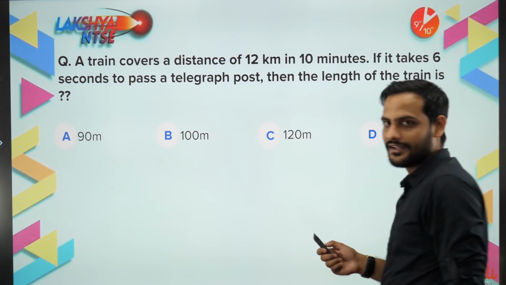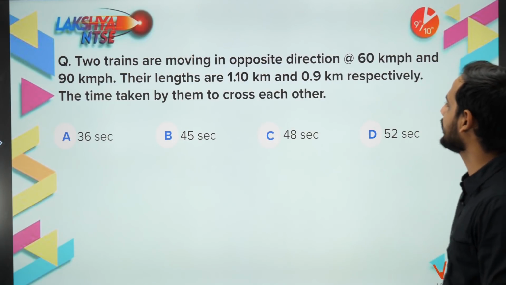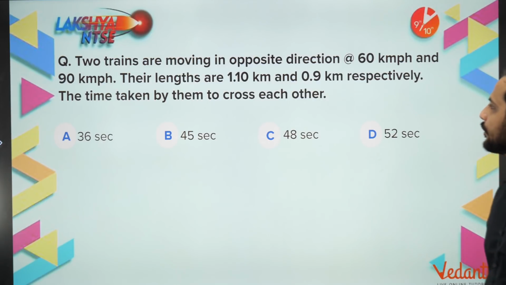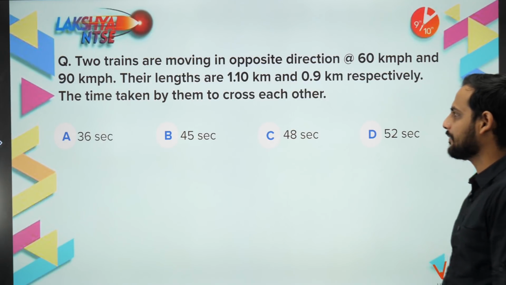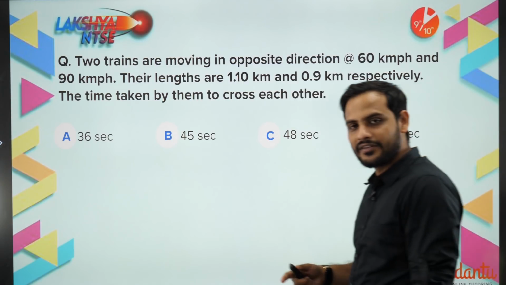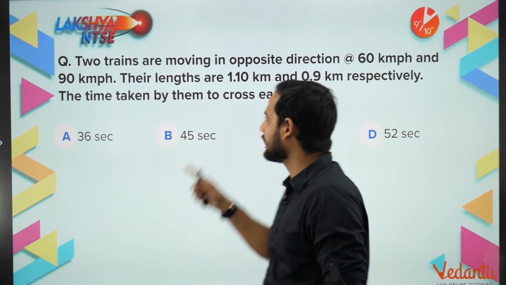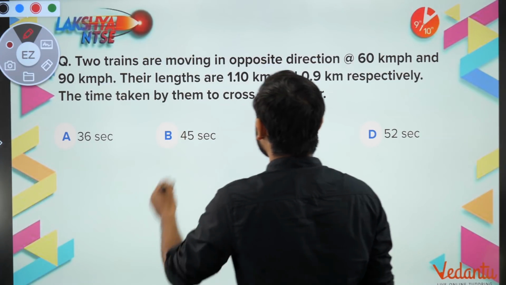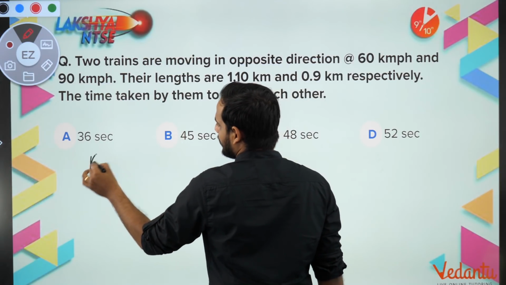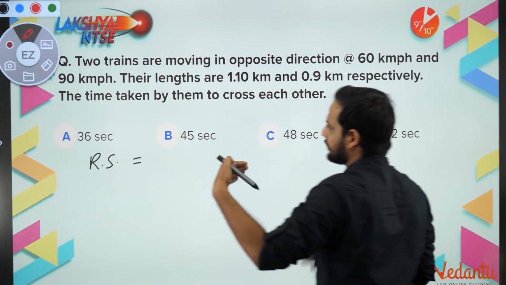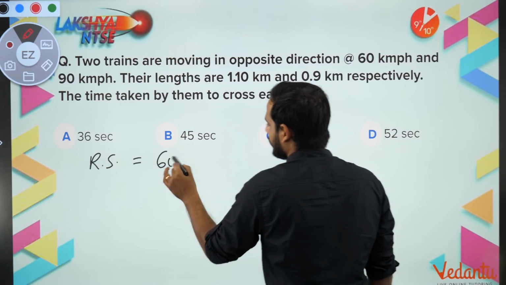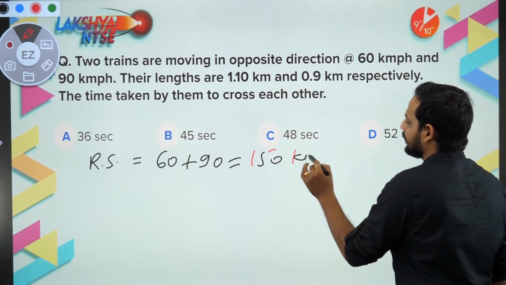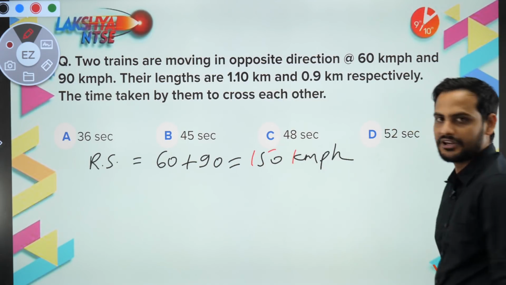Understood? Okay, chalo. Now, two trains are moving in the opposite direction at 60 km per hour and 90 km per hour. Their lengths are 1.10 and 0.9 km respectively. Find the time taken by them to cross each other. Again the same concept, moving towards each other. So the relative speed for them will become what? As they are moving in the opposite direction towards each other, 60 plus 90, which is equal to 150 km per hour. kmph is kilometer per hour.